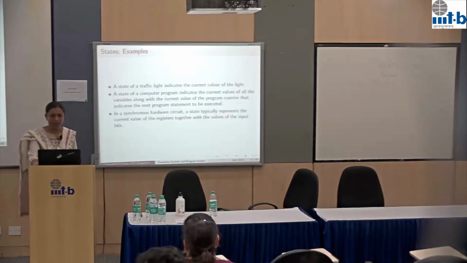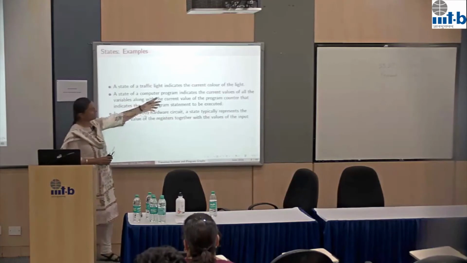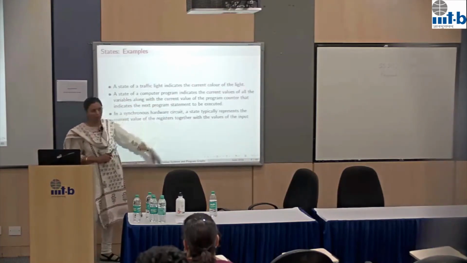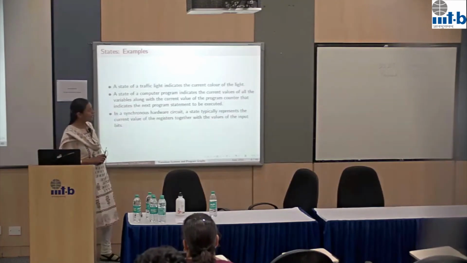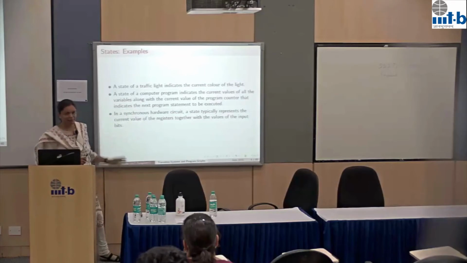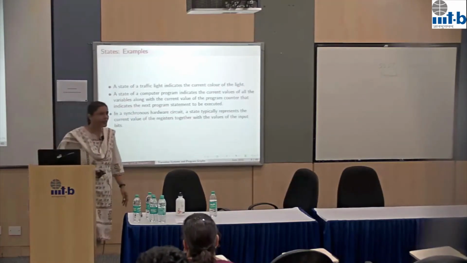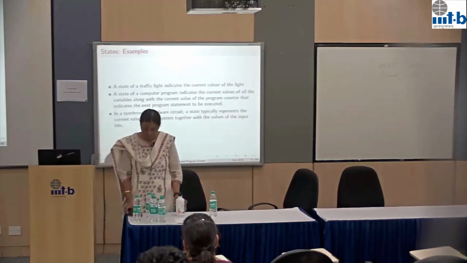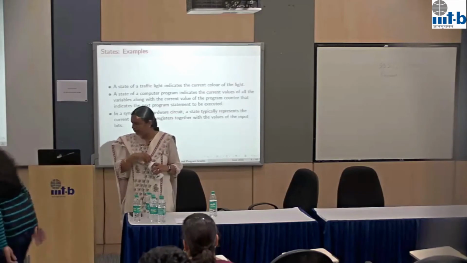Like for example, if I take a traffic light, the state of a traffic light will be the color of the light: red, green, or yellow. If I take a computer program, the state of a computer program will be the values of all the variables, like we saw in the toy example, the value of x, and the statement that is currently executing. That's what the state of a computer program will be.